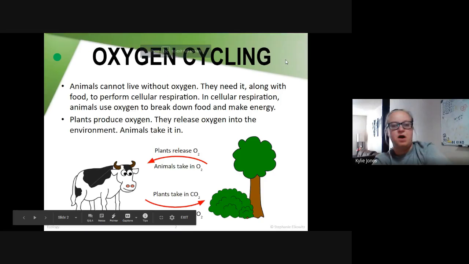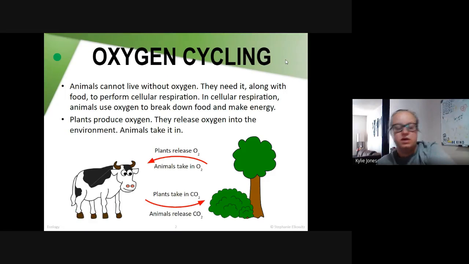So, I'm pretty sure this slide is the same. Oxygen cycling. Again, animals cannot live without oxygen, neither can we as humans. We need it along with food to perform cellular respiration. So that means that our cells take in the oxygen and do what they're supposed to do. In cellular respiration, animals use the oxygen to break down food and it makes it into energy. Same with humans. We breathe in the oxygen. It's part of the process of breaking down food, and it creates the energy that we use to get throughout our day. And we know that plants produce the oxygen.